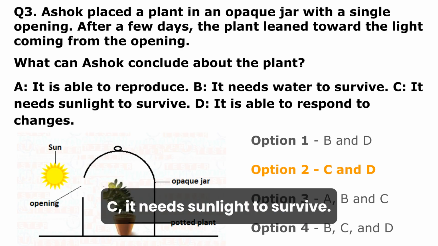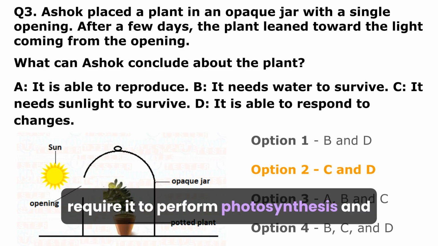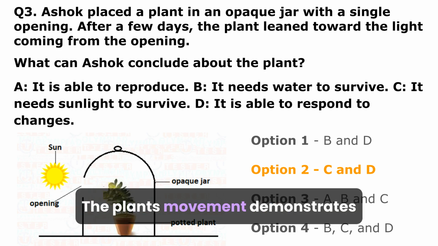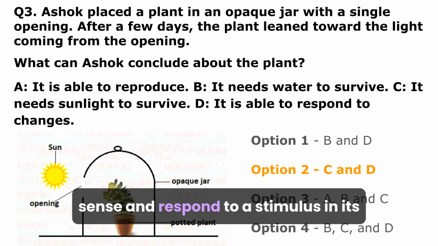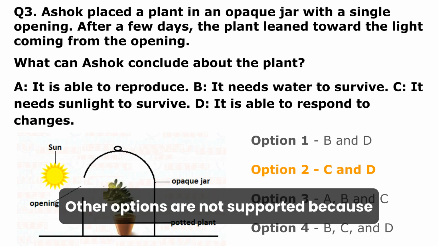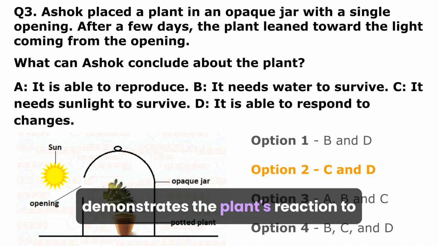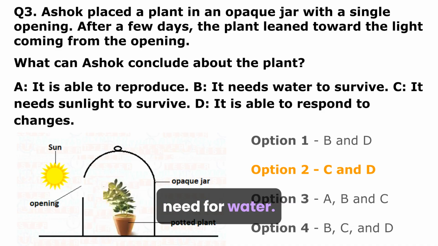Let me explain. C. It needs sunlight to survive. Plants move toward light because they require it to perform photosynthesis and produce food. D. It is able to respond to changes in its environment. The plant's movement demonstrates phototropism, which is a plant's ability to sense and respond to a stimulus in its environment, in this case, light. Other options are not supported because the observation specifically demonstrates the plant's reaction to light, not its ability to reproduce or its need for water.